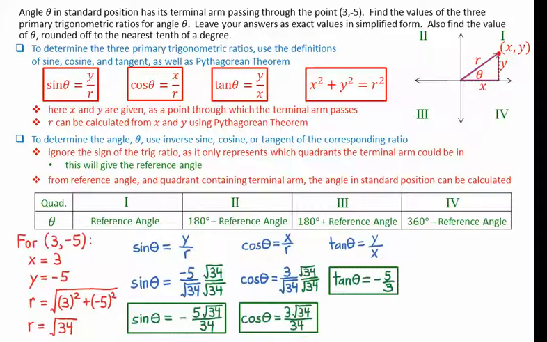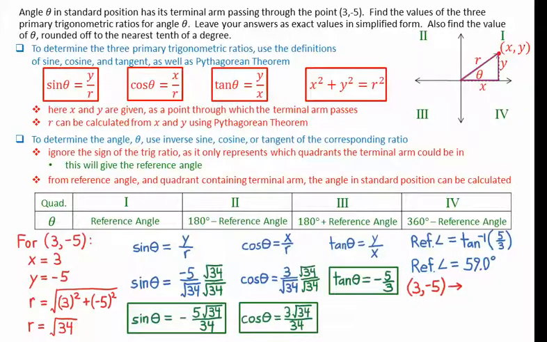To figure out the angle, we will first figure out the reference angle. In this case, I'm going to use tangent and take the inverse tangent of 5 over 3. Note again that I'm ignoring the negative sign from the value of tangent theta. This gives a reference angle then of 59.0 degrees.